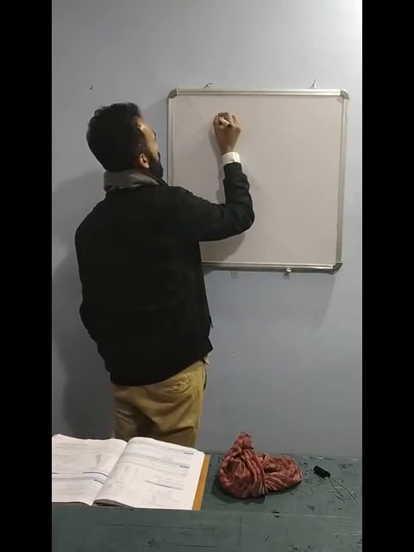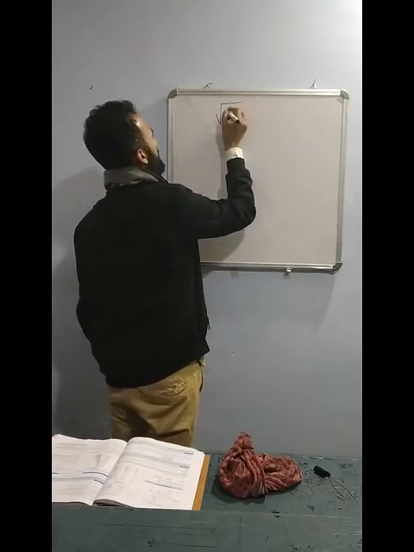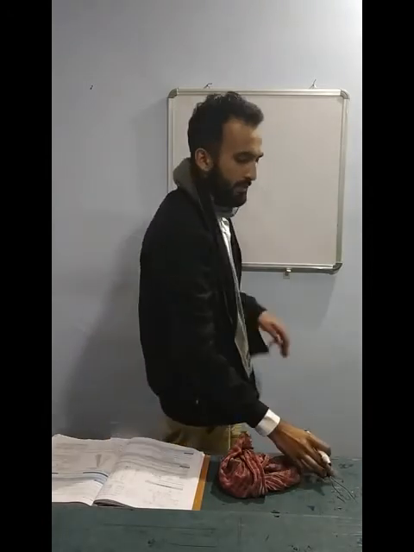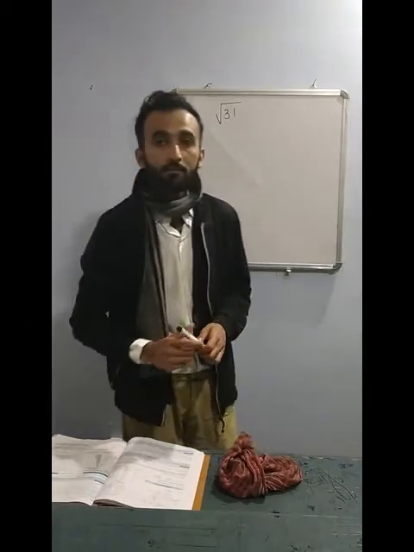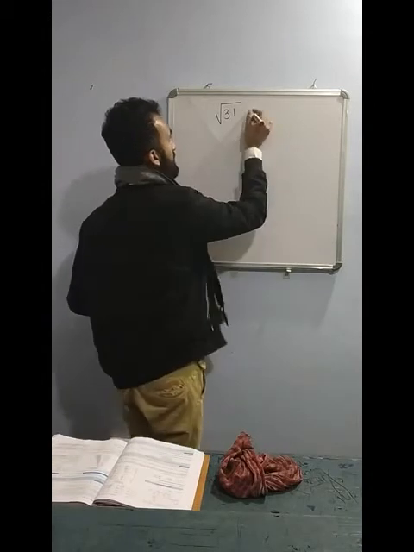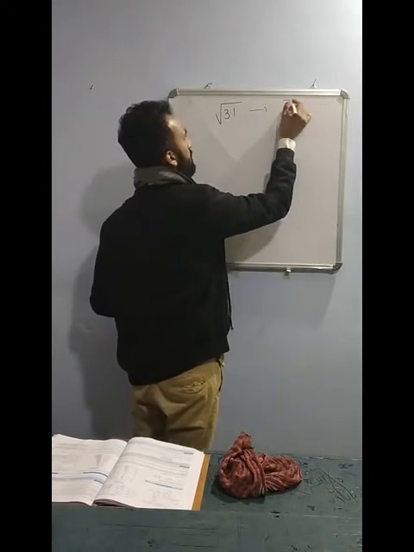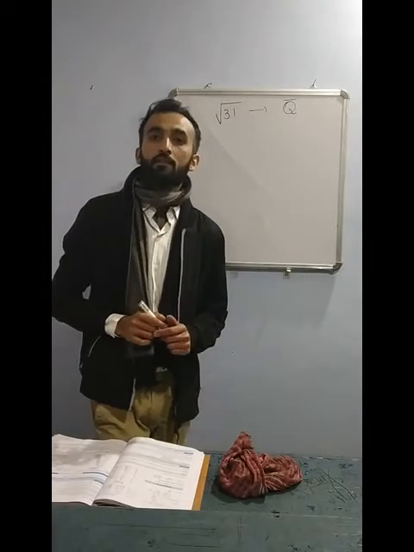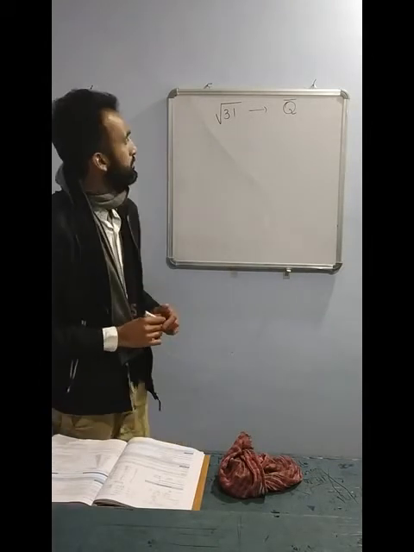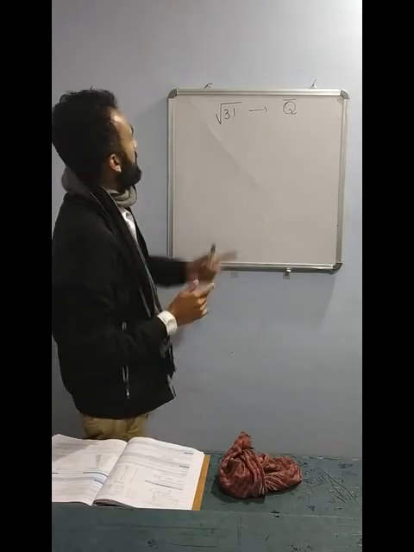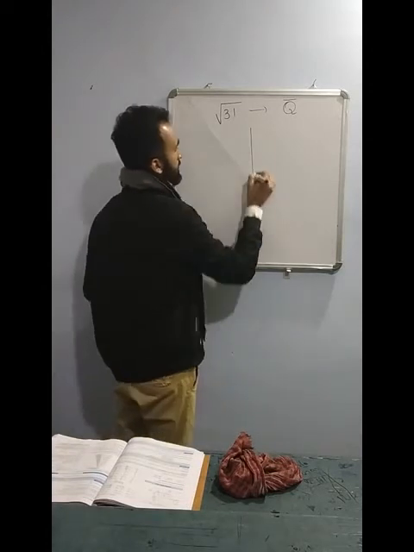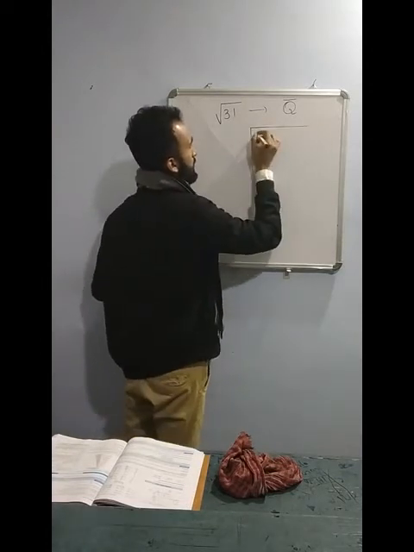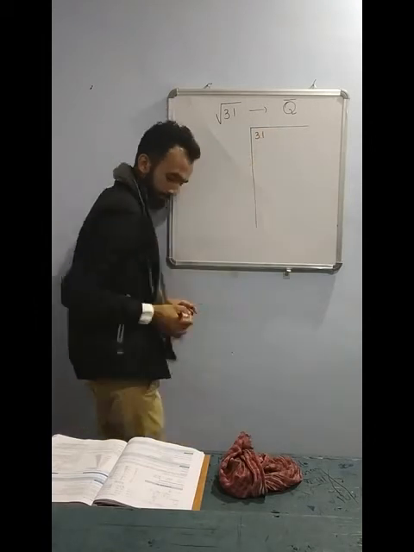Suppose, let's say, what is the square root of 31? Is it rational or irrational? Yes, it is irrational. I am going to prove also later how come it is irrational. Okay, now let's find out the square root of this 31.